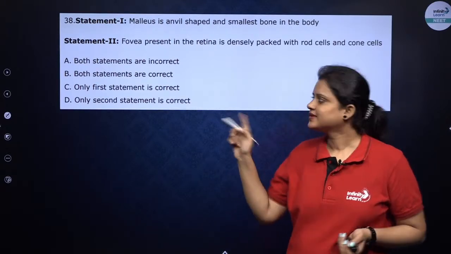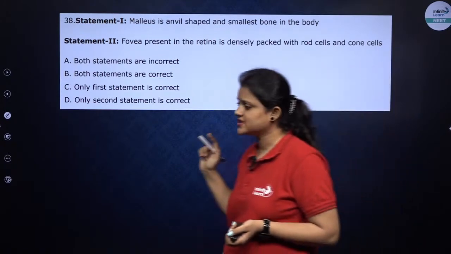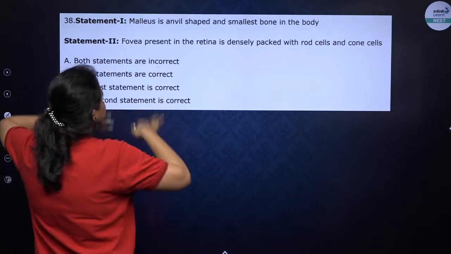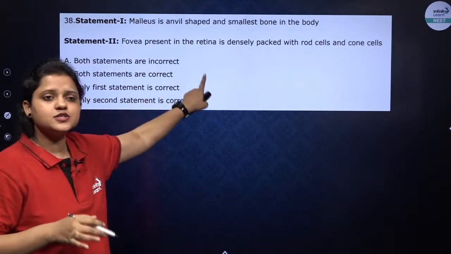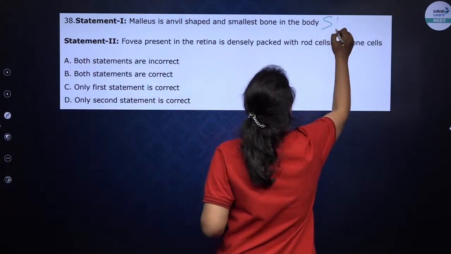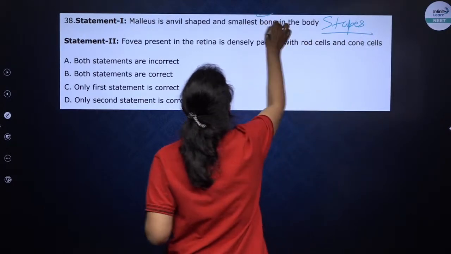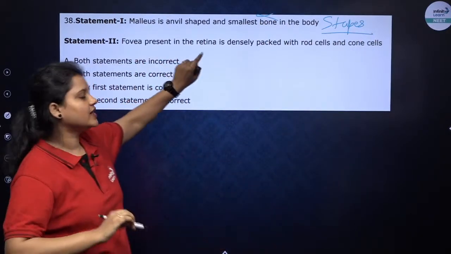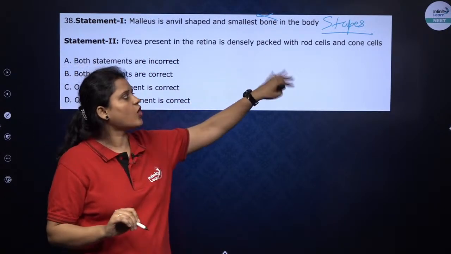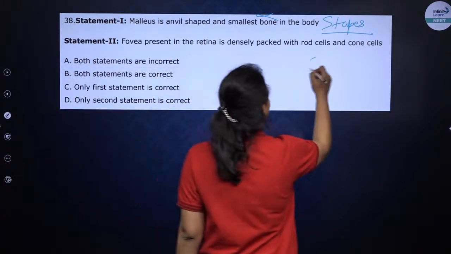Correct? Fovea present in the retina is densely packed with rod cells and cone cells. Again correct? Let's understand. Malleus is anvil shaped, yes, but the smallest bone in the body will be stapes, which is stirrup shaped. So this is wrong. Fovea is present in the retina, yes, but it is not packed with rod cells and cone cells. It is packed with cone cells only. Only cones.